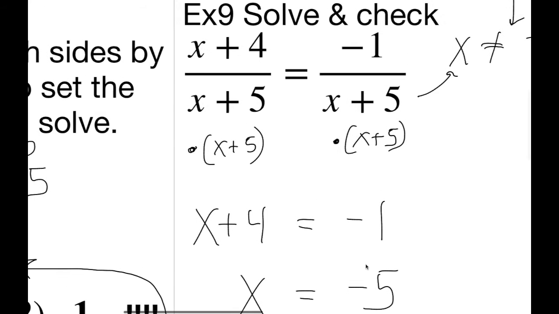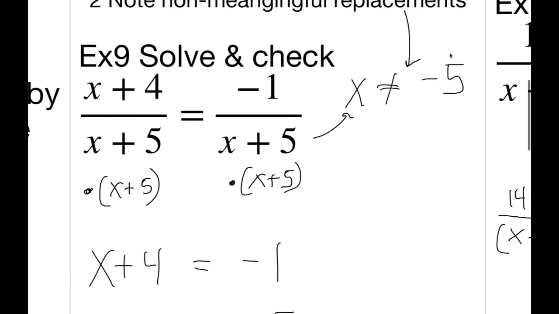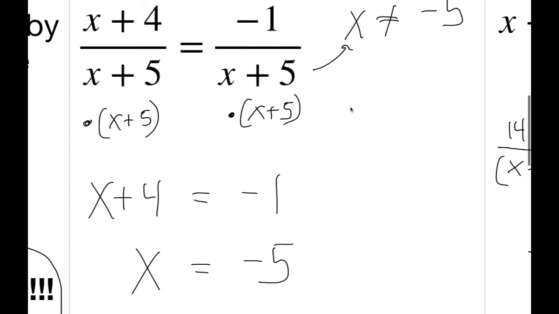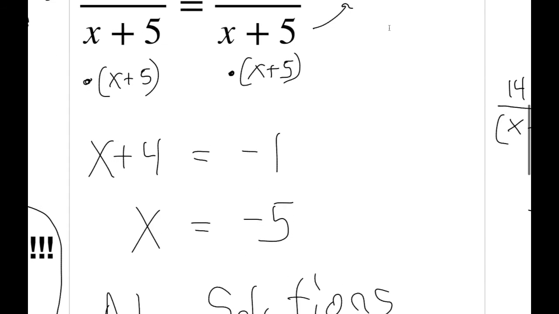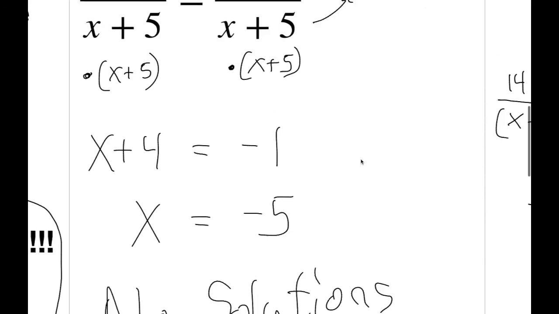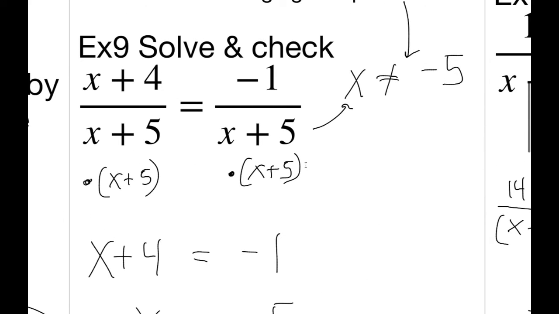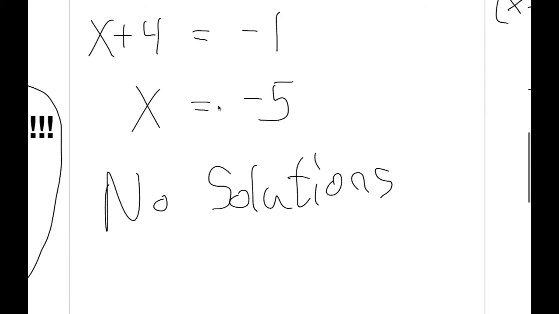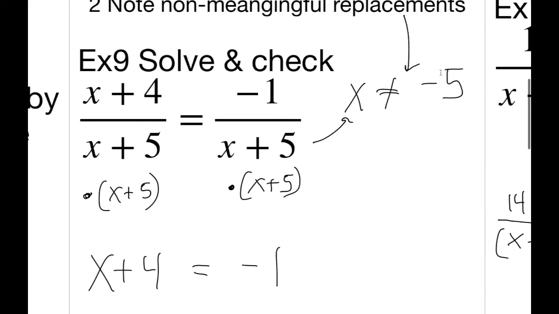But if we check it in the original, like we did already for -5, we can see that x should not equal -5. You'll get a 0 in the denominator. So there are no solutions to this equation right here. We thought that we might get a solution of -5, but when we checked it in the original, we could see that x should not equal -5.